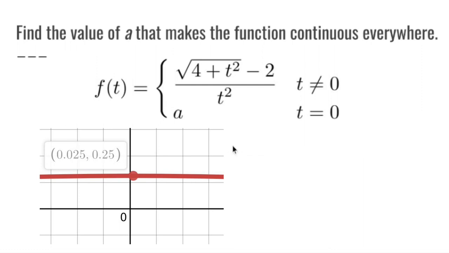So in order to fill that hole in, A has to be 0.25. Right now, I see this weird image that looks like that, but there's a hole there at 0.25. By allowing A to be 0.25, it fills that hole in. Now it's continuous everywhere. That's my answer.